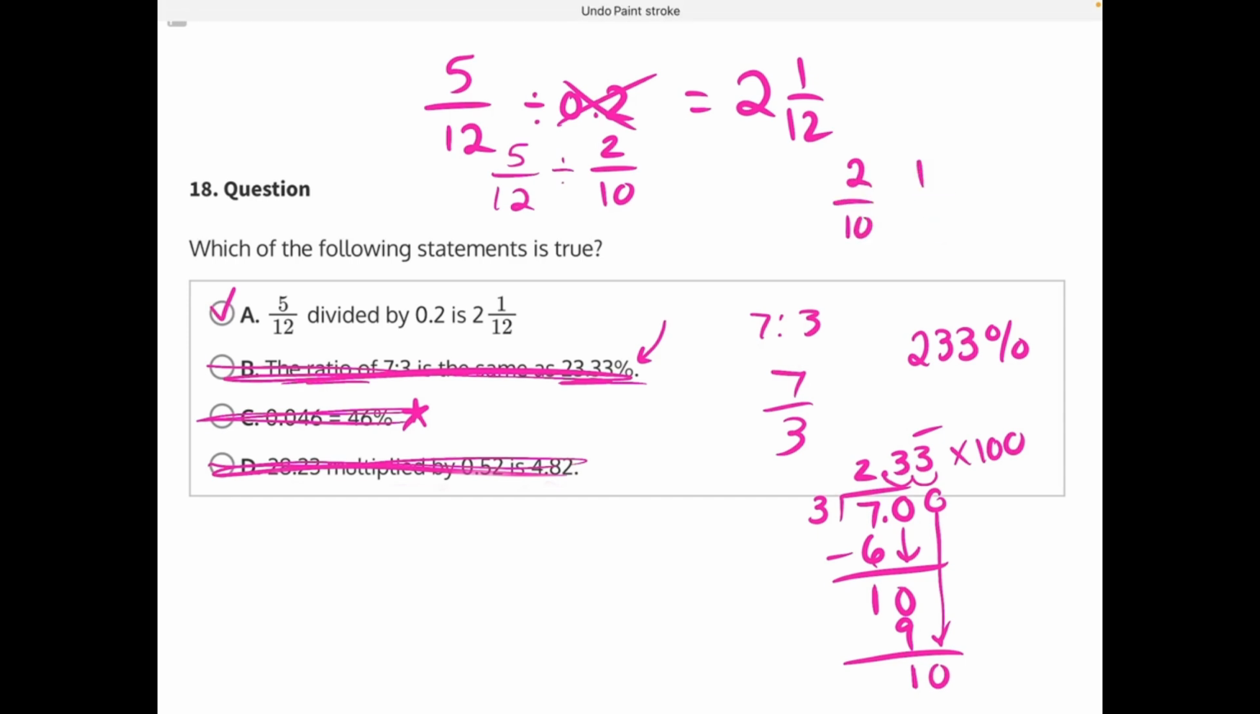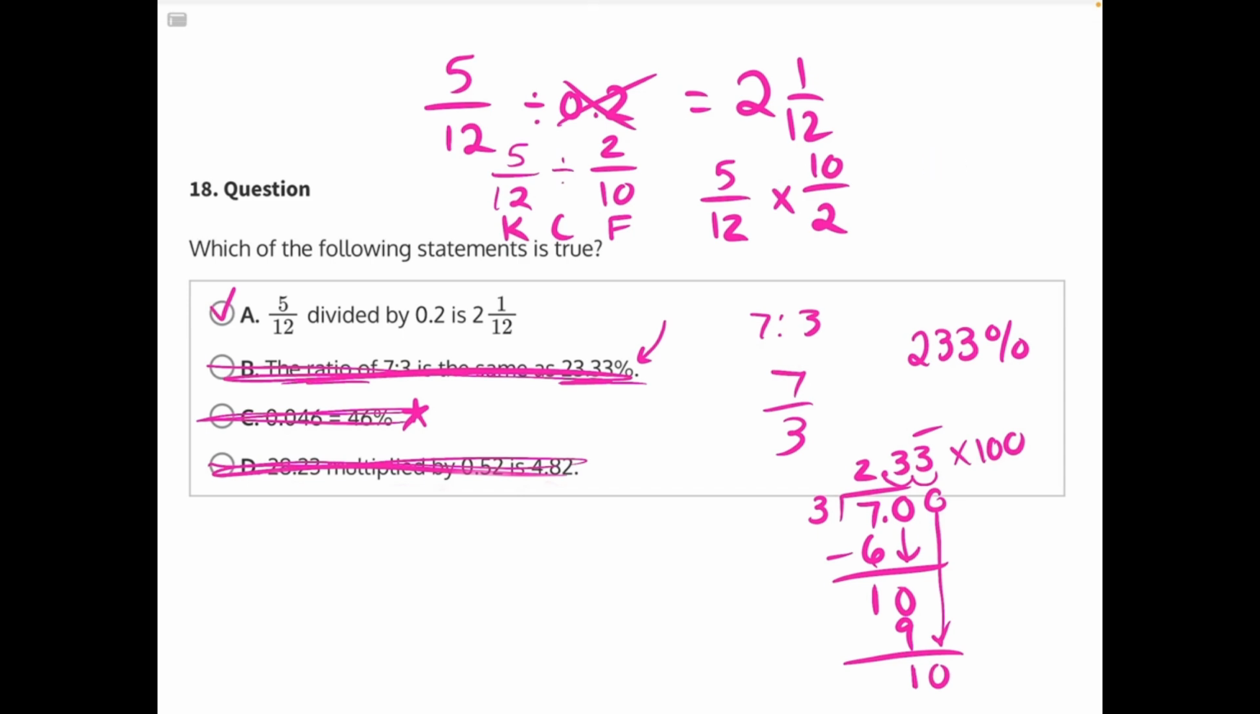There's a helpful acronym for it called keep, change, flip. You keep the first fraction, you change your sign to multiplication. So here's keeping the first fraction, change to multiplication, and then you flip the second fraction. And now we have an equivalent equation that is the same as 5/12 divided by 2/10. 5 times 10 in our numerator would give us 50. And actually, wait, back up.